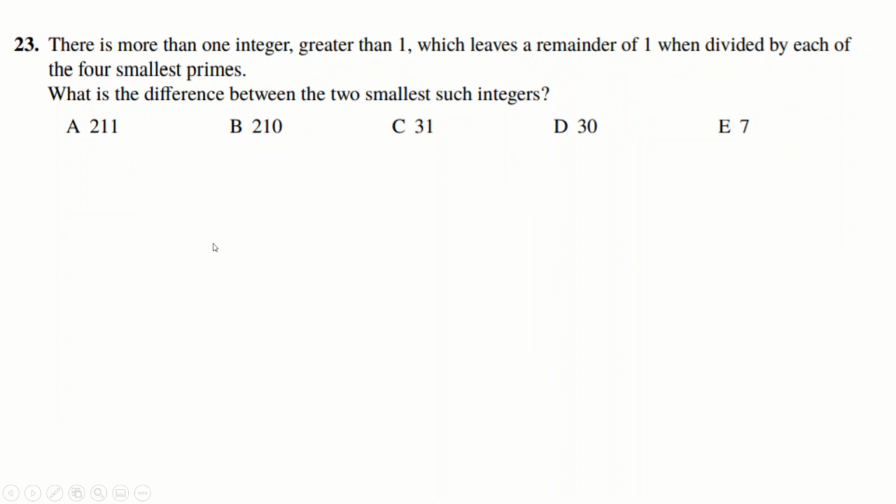Only a few questions left, which is very good news for my voice. There's more than one integer greater than 1, which leaves a remainder of 1 when divided by each of the 4 smallest primes. So the 4 smallest primes are 2, 3, 5, 7. I'm looking for numbers which leave a remainder of 1 with all of these primes when you divide.